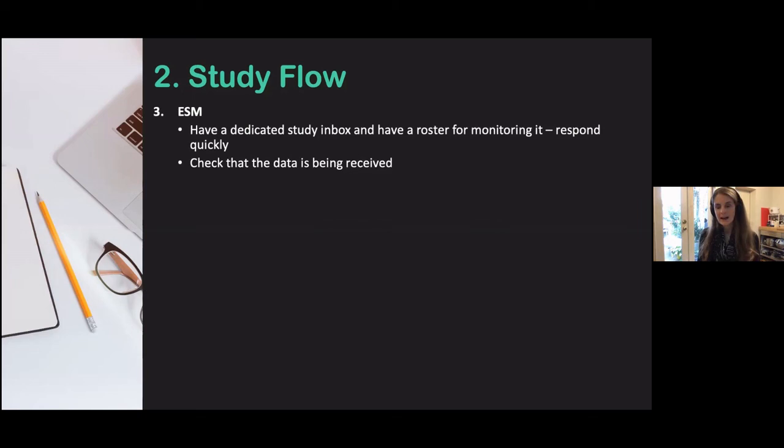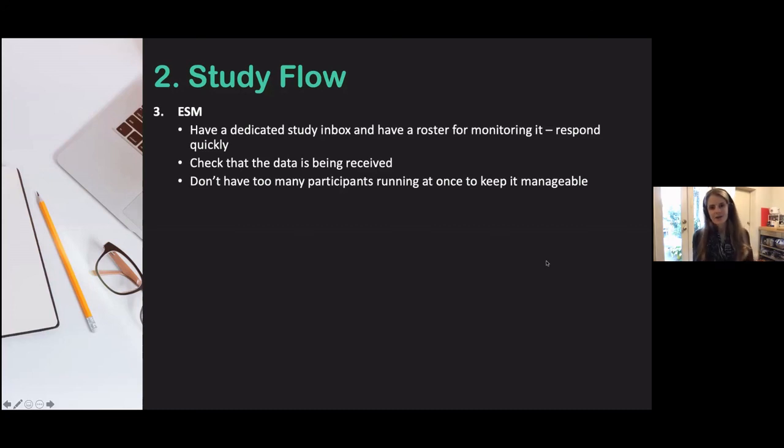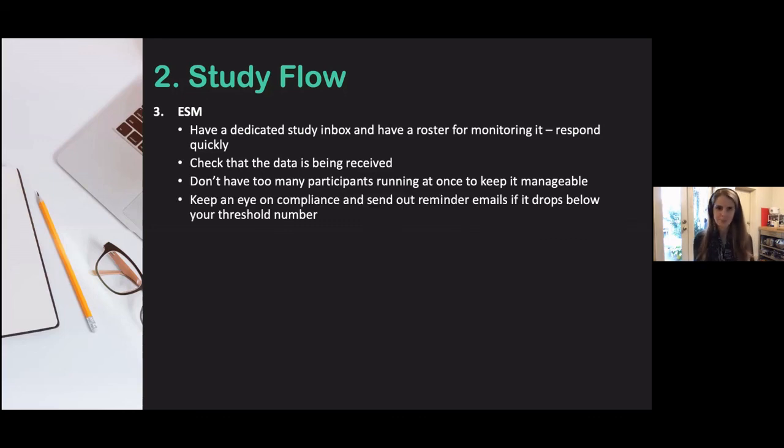You want to keep an eye on whatever platform you're using to make sure the data is being received. It's obviously a huge problem if your data isn't coming through, and tech issues can come up a lot in these studies. And you want to make sure you don't have too many participants at once, keeping it manageable. So usually we would aim for about 20 or 30 at once maximum. I did once run a whole study simultaneously because I was timing it around an event. So we had about 100 participants going at once, and it does become pretty burdensome. So just keep an eye on that.